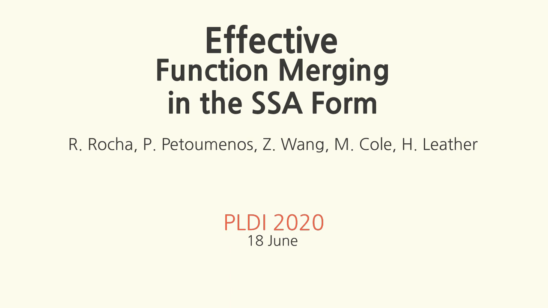So, to conclude, we have described our new function merging technique called SalSSA, which is able to effectively and fully handle the SSA form, including phi nodes. By avoiding register demotion, SalSSA works on smaller sequences, reducing compilation time, while also producing much better merged functions. And this results in about twice as much code size reduction compared to our previous technique.